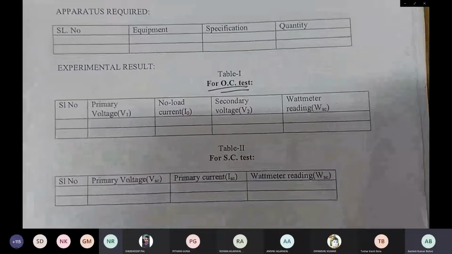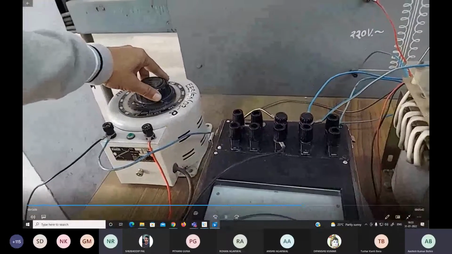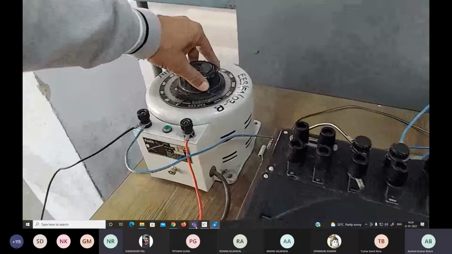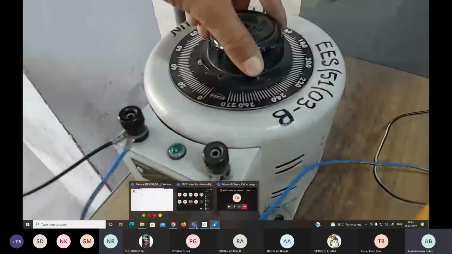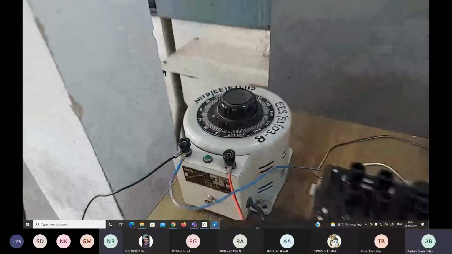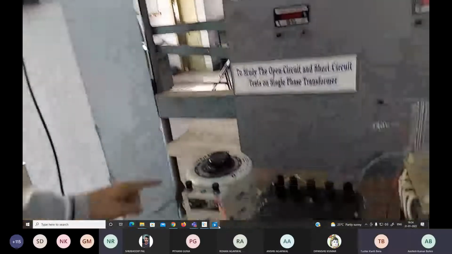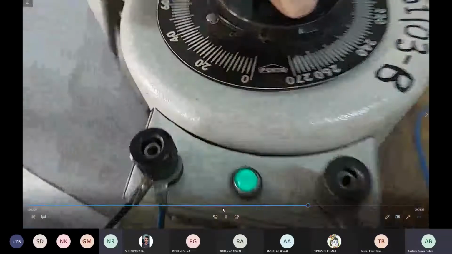Switch on the supply. Before that, we have to ensure that our variac is at the 0 position. As you can see, the knob is at 0 position. Now we can switch on the supply from here. The light is on.